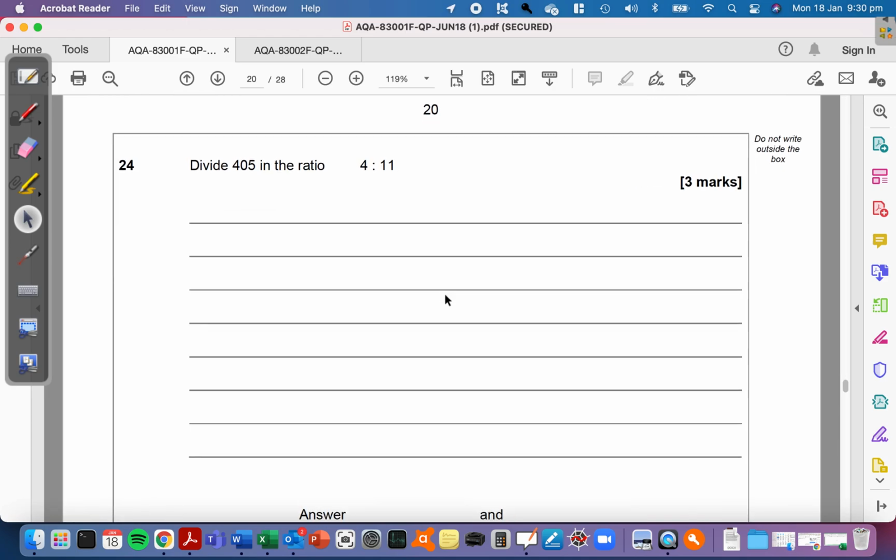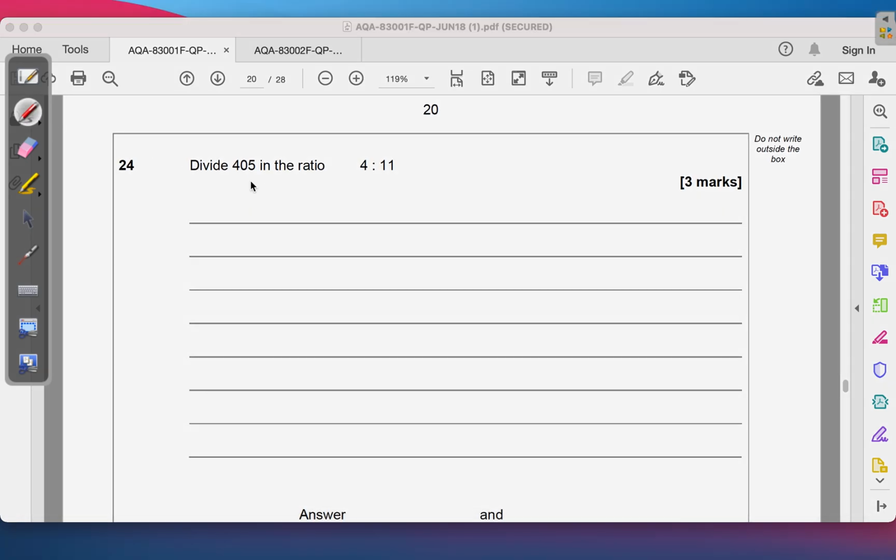Now, divide 405 in the ratio of 4 to 11. So what this means is that if we have 405 things, sweets let's say, and we have 2 people, so we've got Sarah and John, that means that for every 4 sweets that Sarah gets, John gets 11. So if Sarah has 4, John has 11.